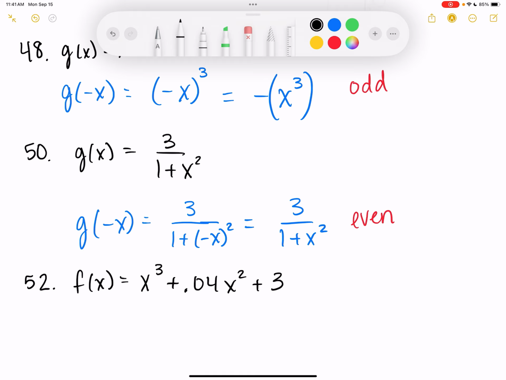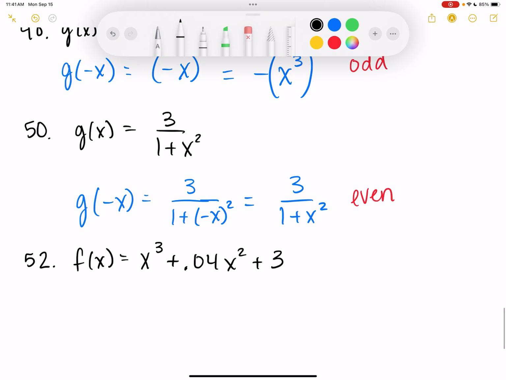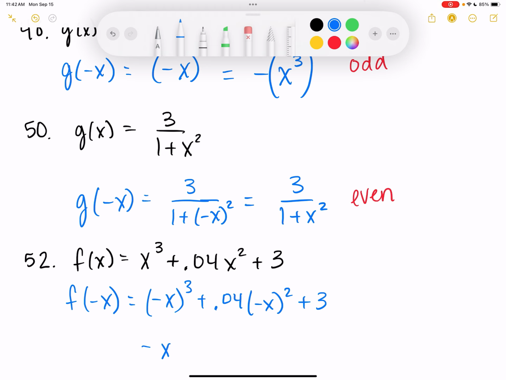All right, so let's mathematically find out what it is. I think it's even. f of negative x is equal to negative x cubed plus 0.04 times negative x squared plus 3. So negative x cubed is what? Negative x cubed. Then plus 0.04 times negative x squared is what? Positive 0.04x squared. And then plus 3.